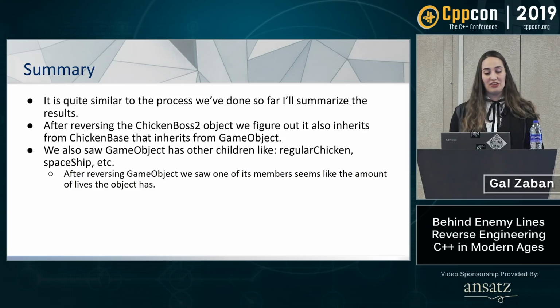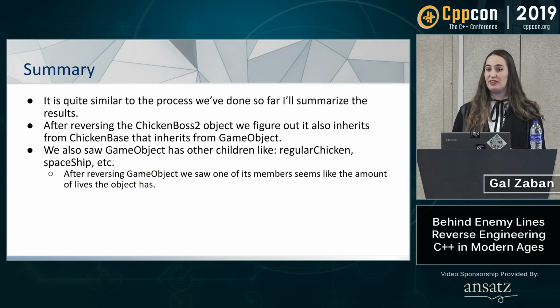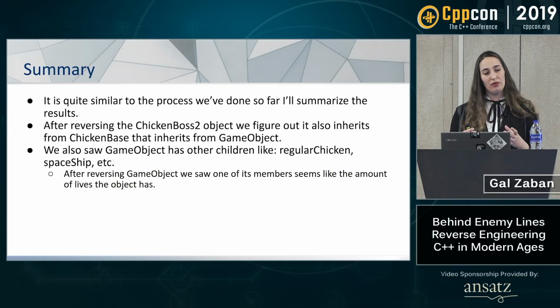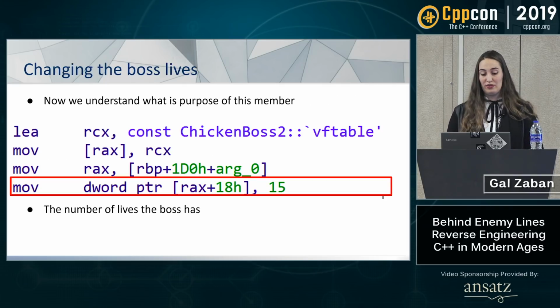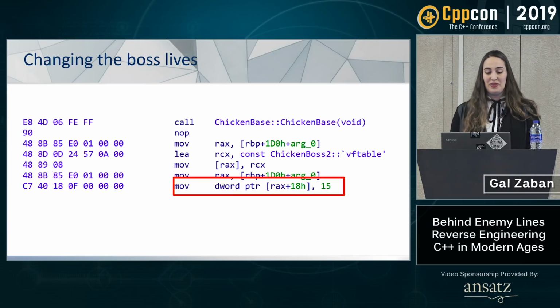Game object has many children, like the regular chicken and the spaceship. After understanding that this is an extremely important object, I could come back and understand more about it. I understood that one of the parameters in the game object was the number of lives an object has. So this weird number that we saw, the 15, is actually the number of lives the boss has. Now we want to change the amount of life, because 1 is enough for us. We just need to shoot it once and we will win.